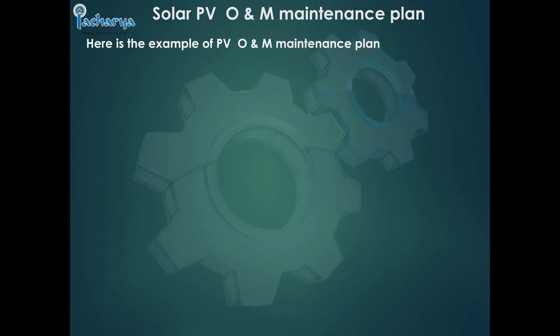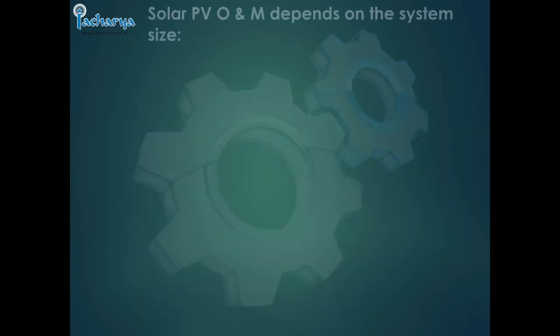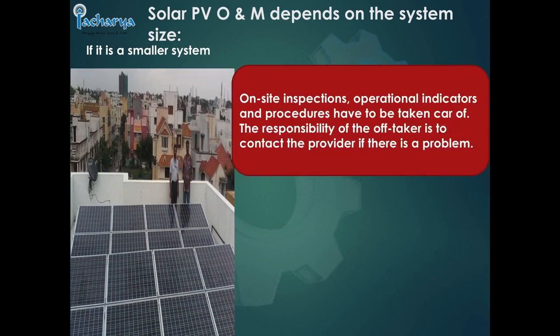Here is an example of a PV O&M maintenance chart. Solar PV O&M depends on the system size. If it is a smaller system, on-site inspections, operational indicators and procedures have to be taken care of. The responsibility of the off-taker is to contact the provider if there is a problem.